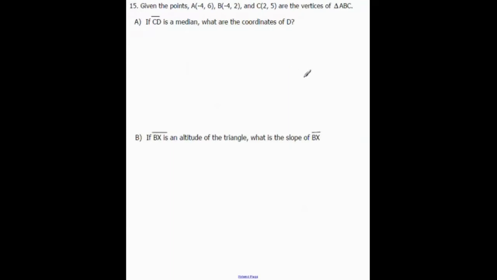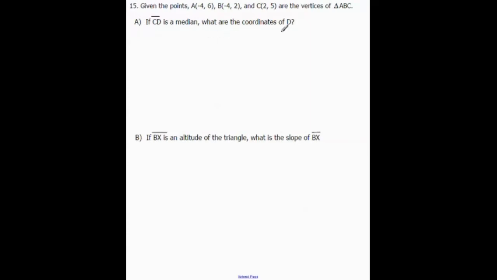Okay, moving on. Given the points A, B, and C are the vertices of a... I can't read either. Can you tell it's late? It is late. Okay, my dog is staring at me through the door too. I think he wants a biscuit.